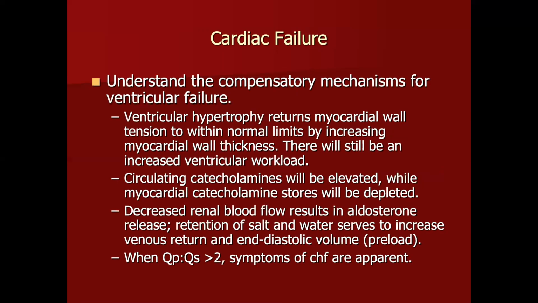QP to QS is the ratio of pulmonary blood flow to systemic blood flow. It is your cardiac output. A QP to QS of greater than 1 indicates pulmonary flow exceeds systemic flow and defines a left to right shunt. Similarly, a QP to QS of less than 1:1 indicates a net right to left shunt. When QP to QS is greater than 2, symptoms of CHF are apparent.